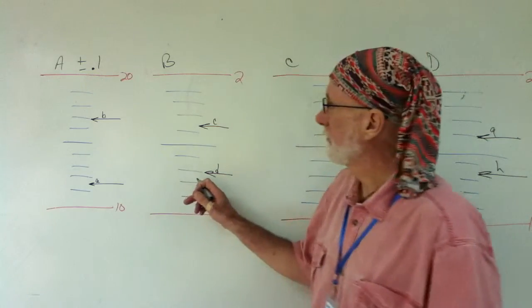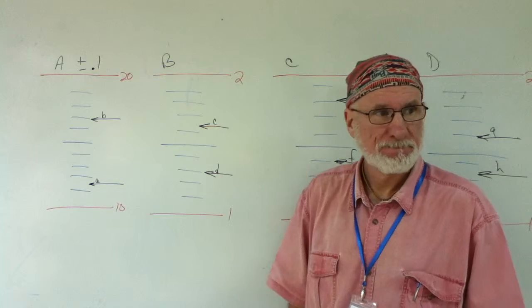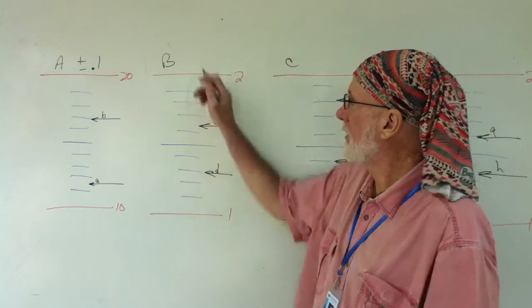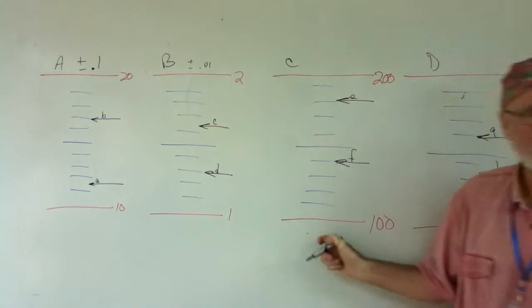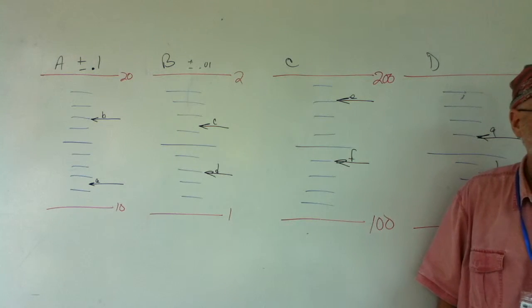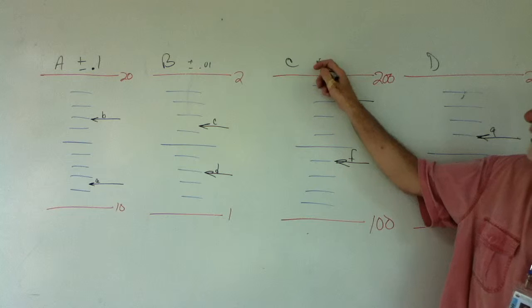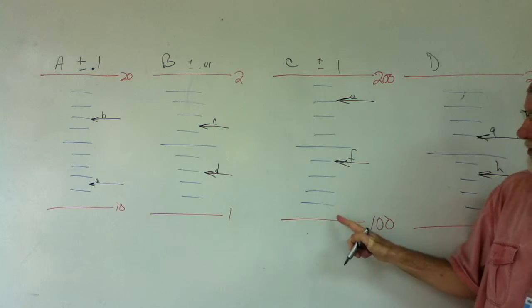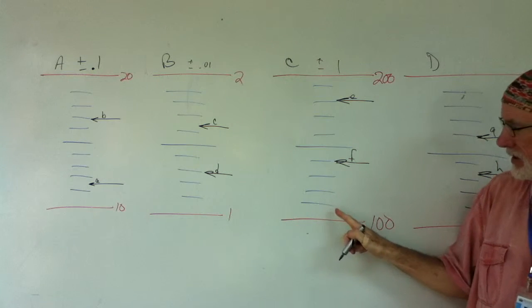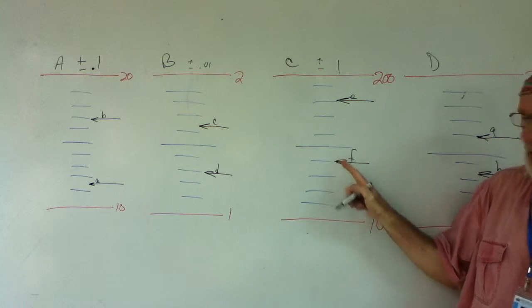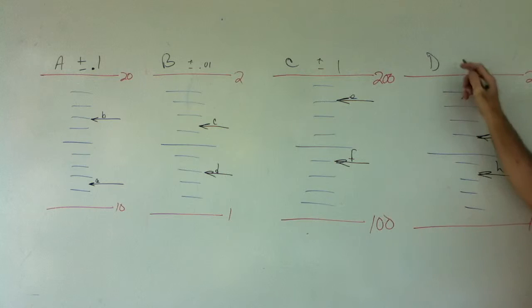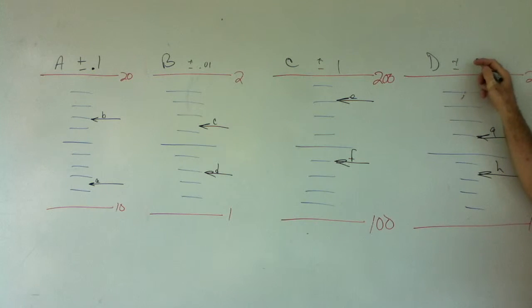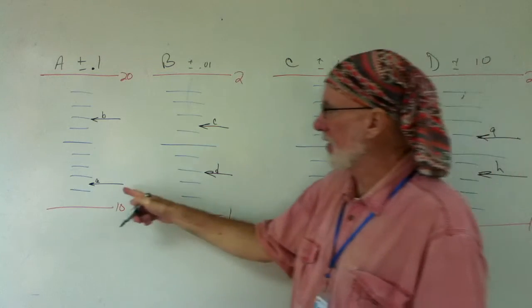What about this one? B. Plus or minus 0.01. What about this one? Plus or minus 1. Because the smallest graduation is tens, and one less than tens is ones, correct? And this one would be plus or minus 10.